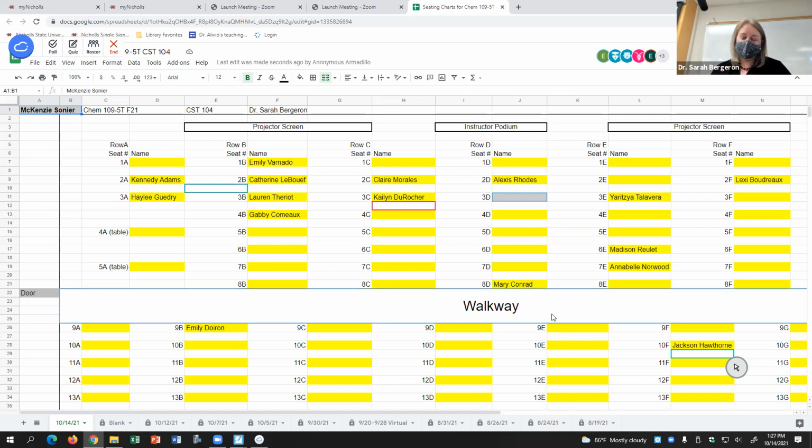So don't forget to go ahead and put in your name on the seating chart. I really appreciate y'all doing the seating chart every day. We get into the habit and just do it. Got a few minutes still.